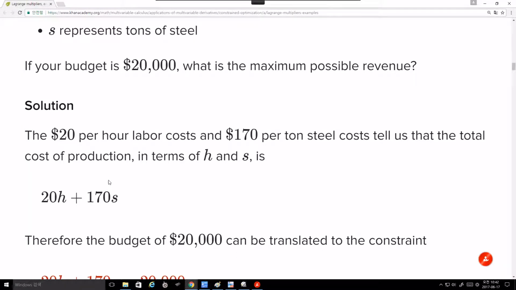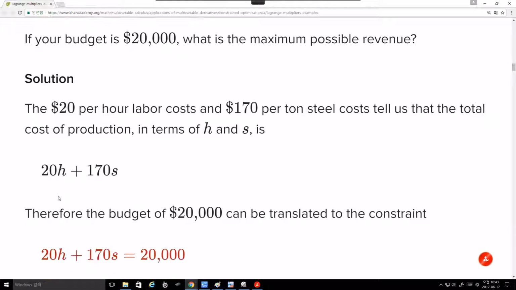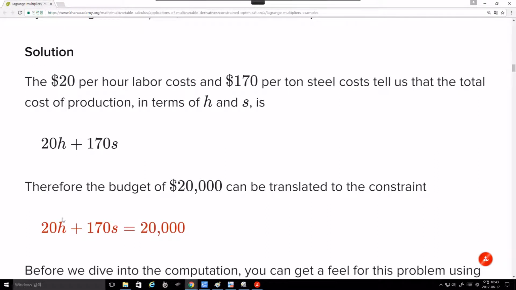Now, the solution: the $20 per hour labor cost and $170 per ton steel cost tell us that the total cost of production is 20H plus 170S, because there is the cost of labor and the cost of steel, and combining them you have the total cost. Therefore, the budget is $20,000, so the budget of $20,000 can be translated into this constraint.